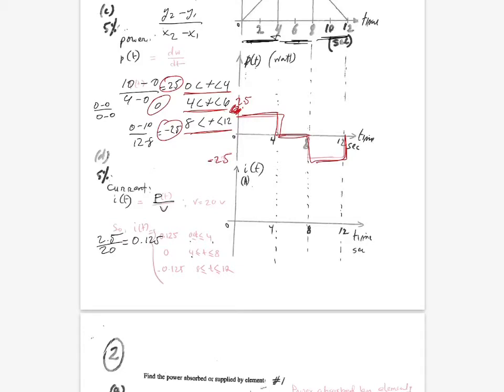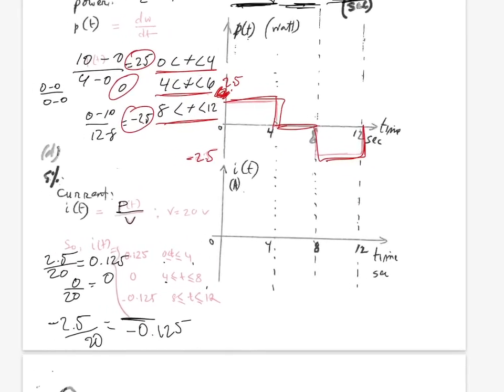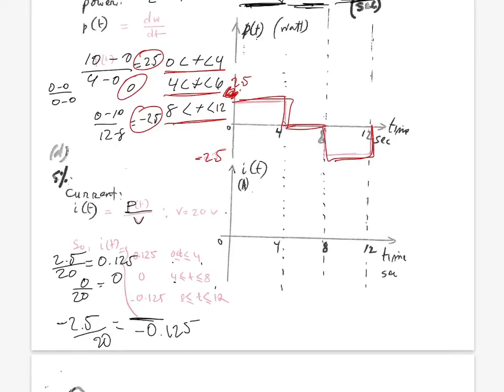And then from 4 to 8, we do the same thing. 0 over 20 gives us 0. For this last one, it is negative 2.5, our power, over voltage, which gives us negative 0.125. And then we can go ahead and graph that. So if this is 0.125, if this is negative 0.125, then we would draw it.